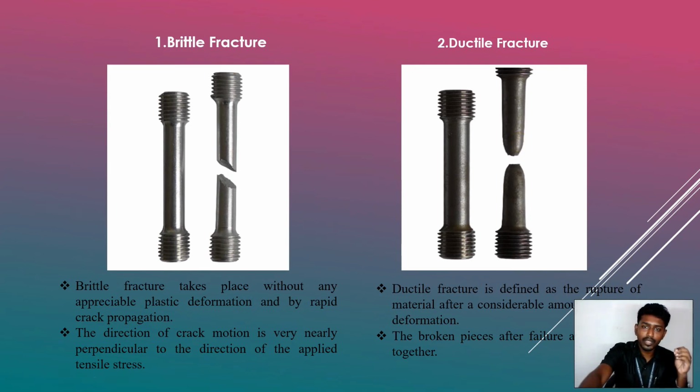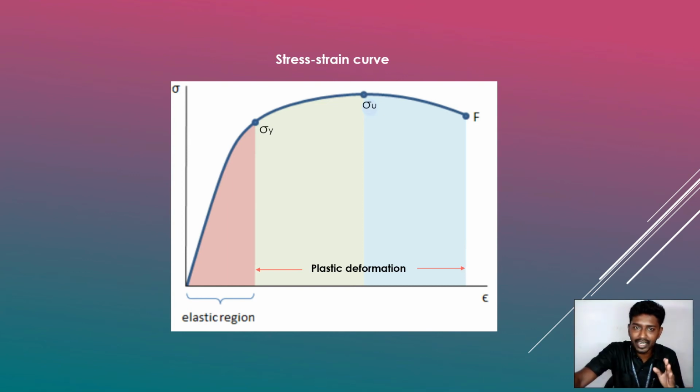Okay, let me move to the next one. In order to understand the stress strain curve of brittle fracture and ductile fracture, I want you to remember the result which we got from the tensile test. We obtained that when the load is applied initially, the material will be deformed elastically, up to the yield stress. When it crosses beyond the yield stress, what happens? The material will deform plastically, and at last it will be fractured.